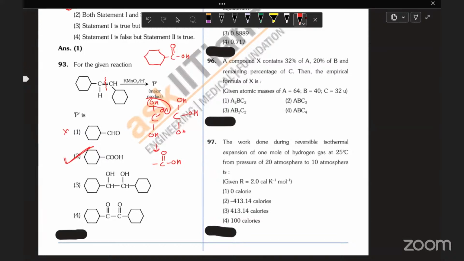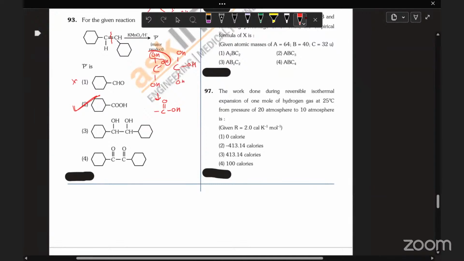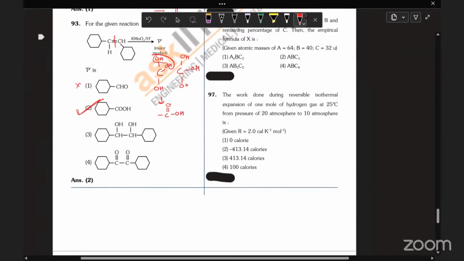So 3 and 4 are also found. They are intermediates, found in between, because KMnO4 is a very strong oxidizing agent. It will not stop the reaction in the middle. The bond cleavage of all the bonds will take place, and the carbon will be oxidized to carboxylate finally. All right. That is also fine. Let's check out our answer. And option number 2 is correct.